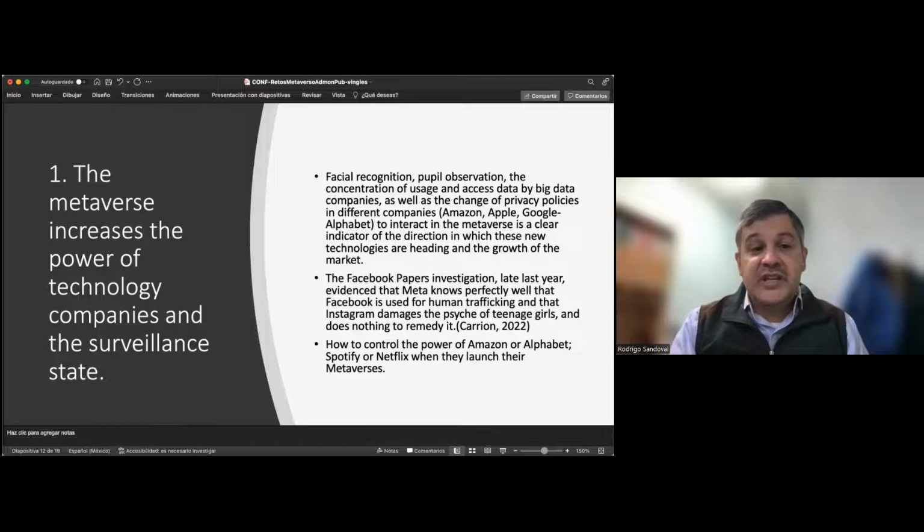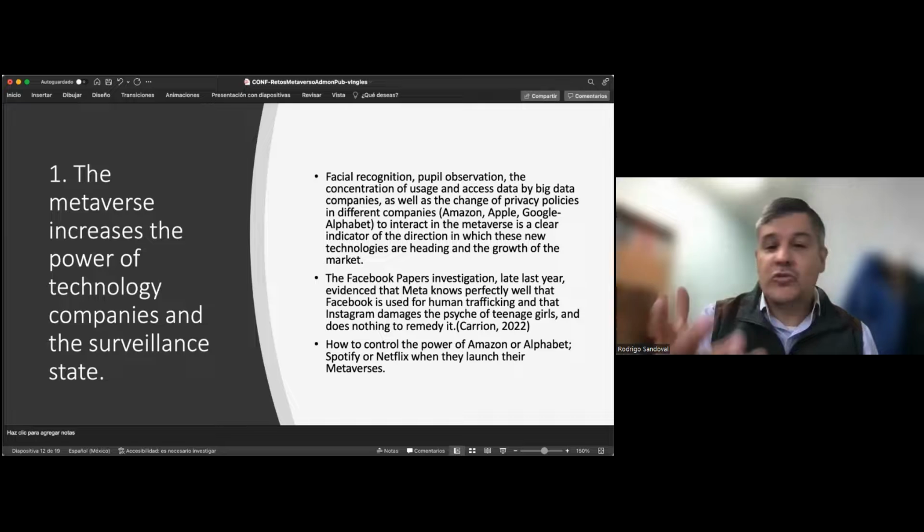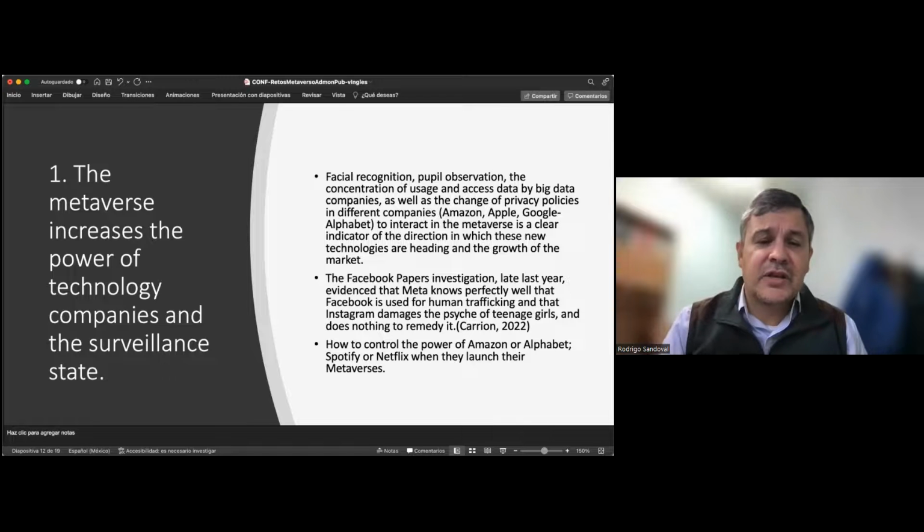So this surveillance is important to understand what is going to happen. How can we balance or counterbalance this kind of surveillance?